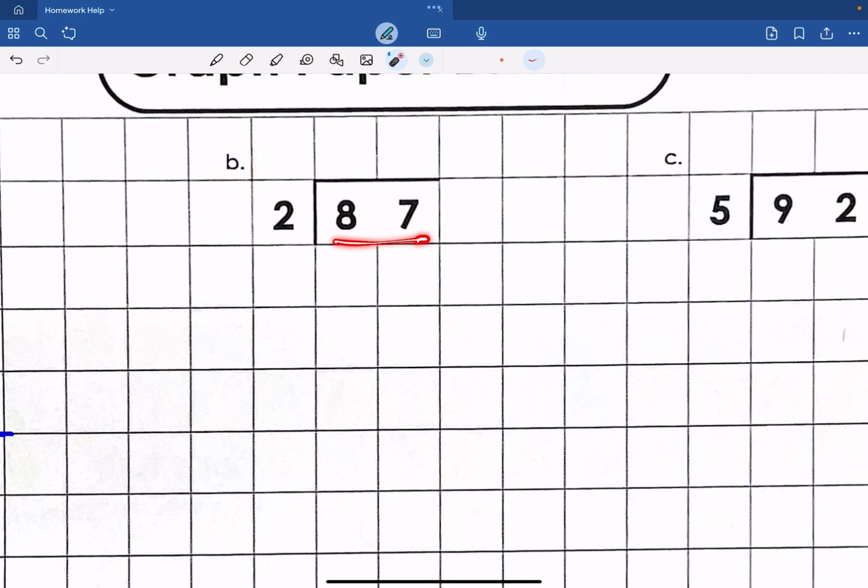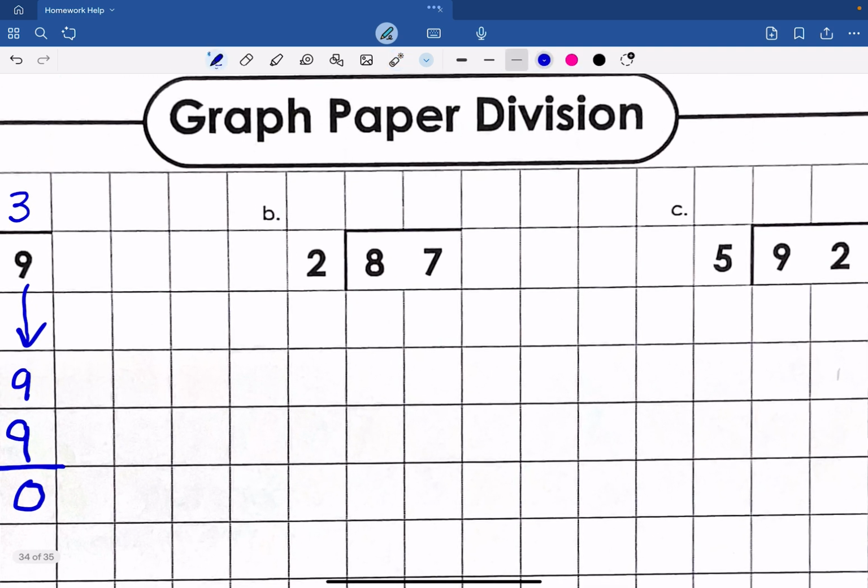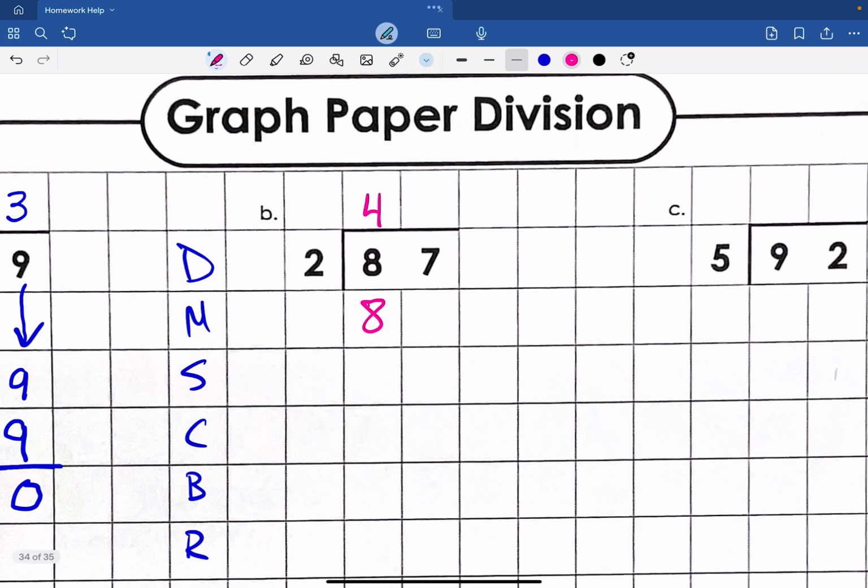This one says 87 divided by 2. The first thing we do is, does McDonald's serve cheeseburgers raw? Okay, here we go. How many times can 2 go into 8? 2 can go into 8 4 times because 2 times 4 is 8. That was my divide step. And I do my multiply step. 4 times 2 equals 8. And now I'm ready for my subtract step. 8 minus 8 equals 0.